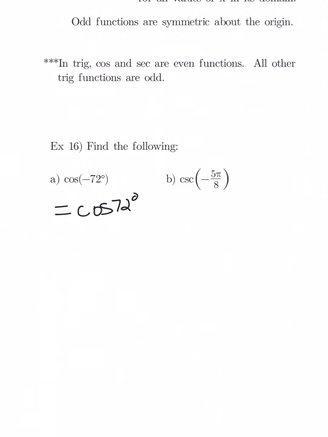On B, what you need to understand when you are doing the cosecant, which is an odd function, and you have a negative angle measure, what that means is that this would be the same as if you did the negative of the cosecant of 5 pi over 8. So if a function is even and you have a negative angle measure, you can just drop it. If the function is odd and you have a negative angle measure, you put the negative sign out front of the function.